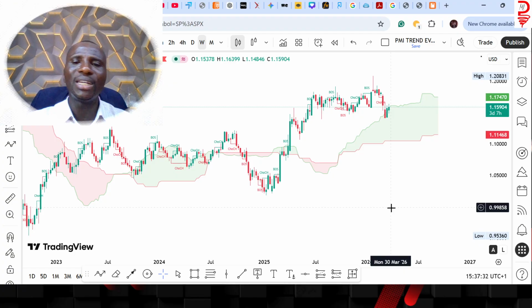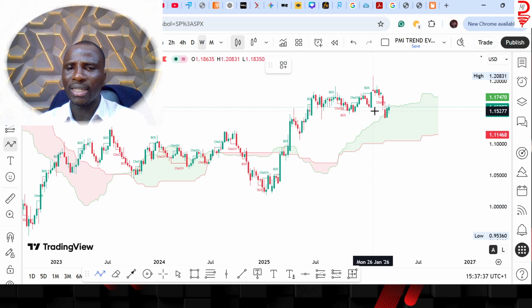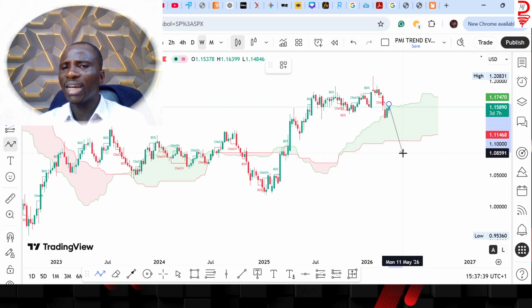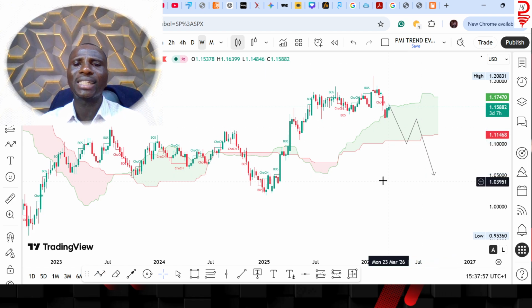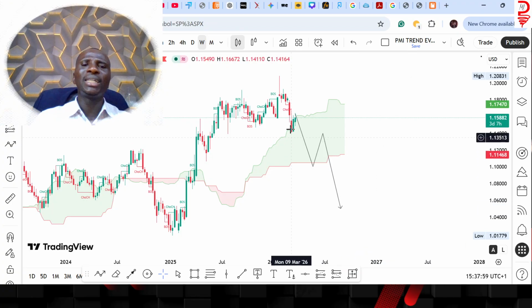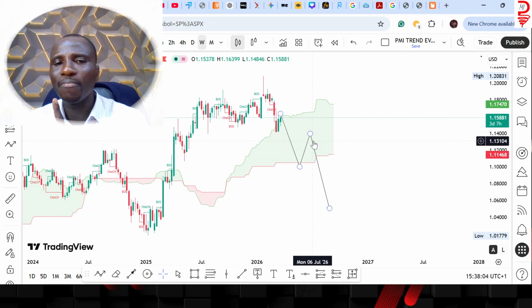So expectedly, what we are looking at on Euro USD is that on the weekly there should be a very massive fall of Euro USD into somewhere around 1.100 or thereabout. Then we can now position for a sell-off on Euro USD, other things held constant. But currently, the directional bias is still a buy.